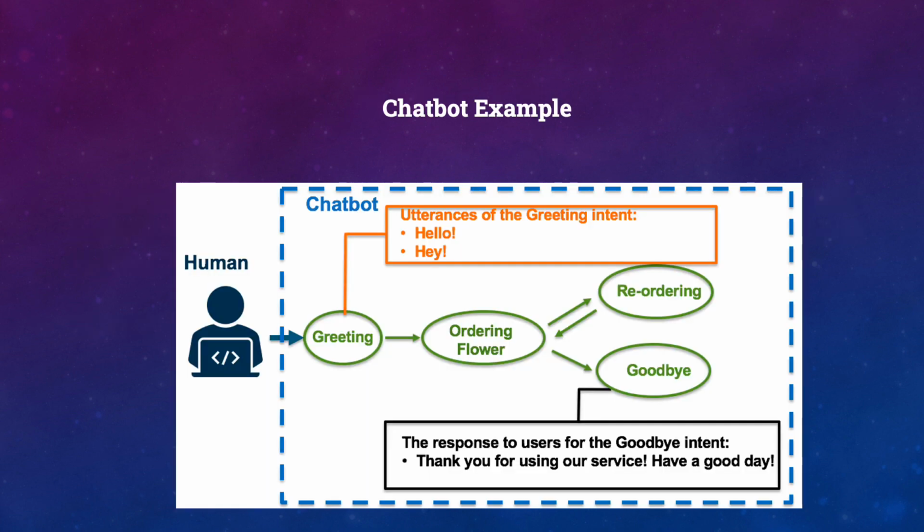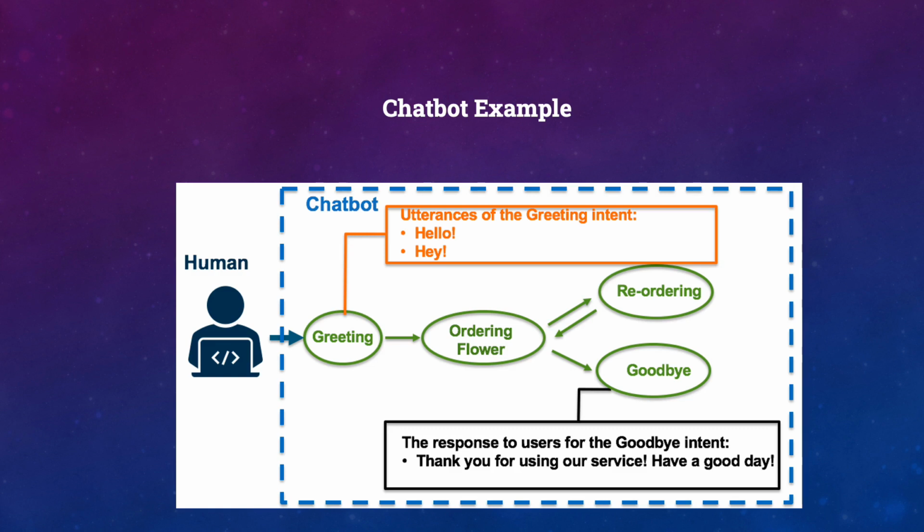In terms of chatbot design, let's first look at a simple example of a flower ordering chatbot. Usually, a chatbot design contains three main parts: intent design, conversation flow design, and response design. Intent design identifies what user intent the chatbot can satisfy. In the example of the flower ordering chatbot, there are four intents: greeting, ordering flower, reordering, and goodbye. For each intent, the chatbot designer needs to design the utterances which can evoke the intent. The orange text box on the top shows the utterance example of the greeting intent.